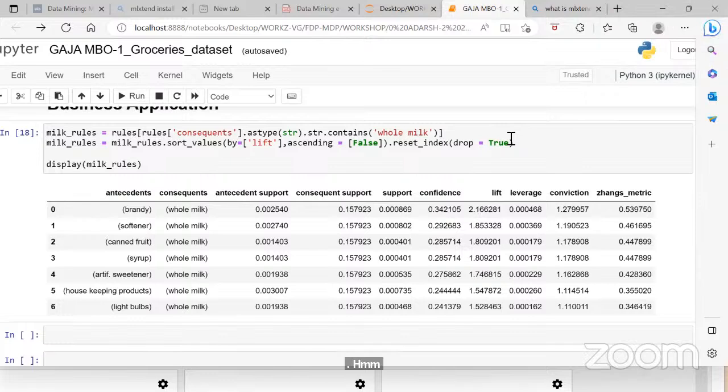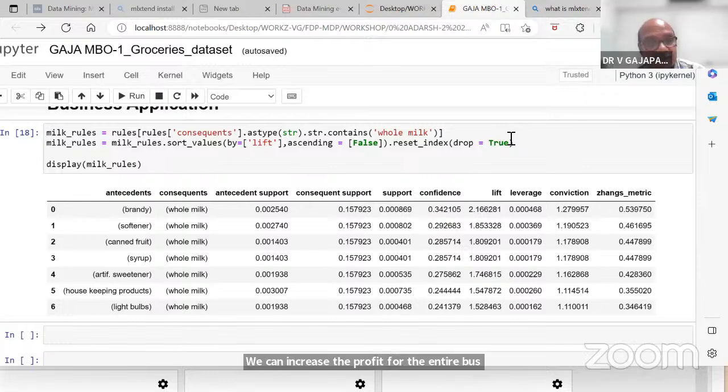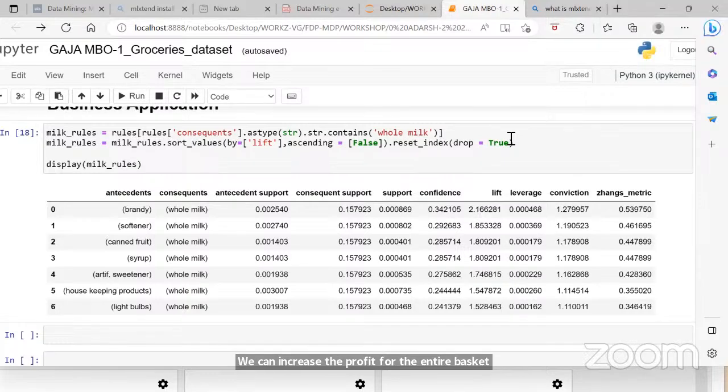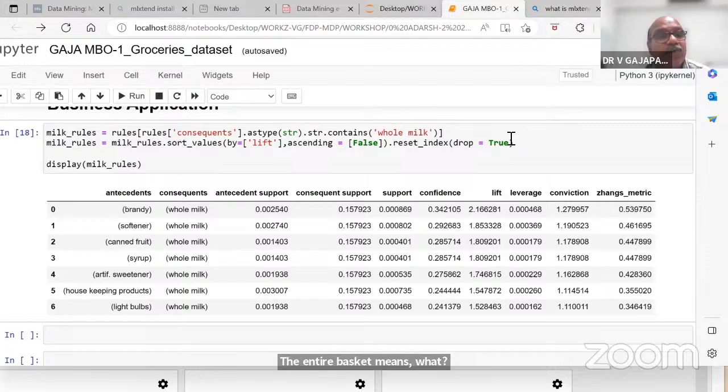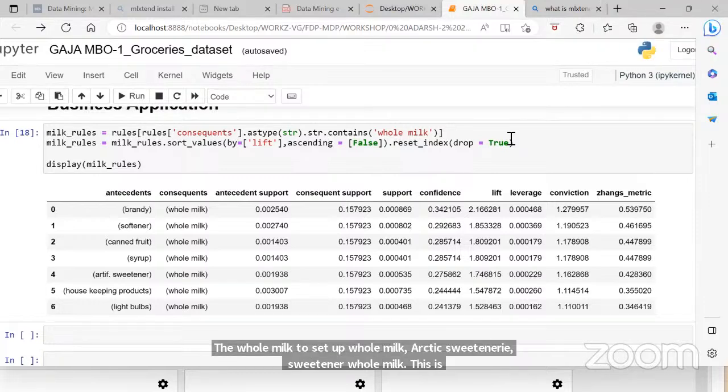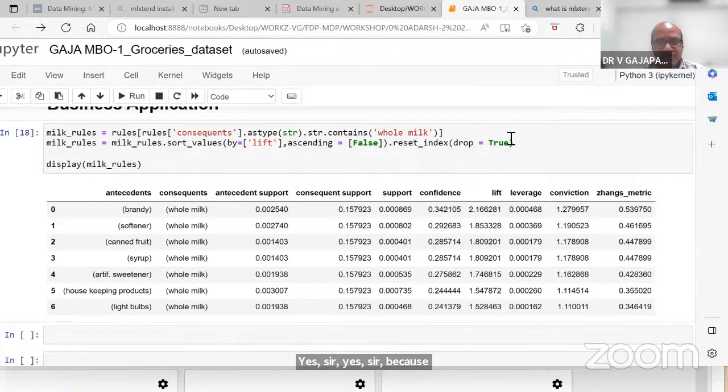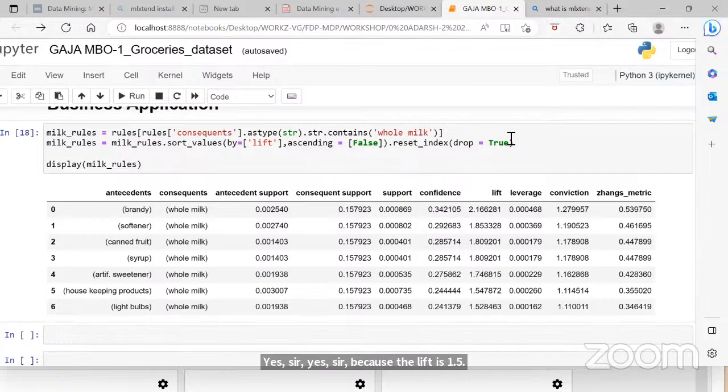For the entire basket. The entire basket means what? Like for example, if we can place these 1.8, 1.8 and second, third, and fourth. Okay, second, third, and fourth: your canned fruit, whole milk, syrup, whole milk, artificial sweetener, whole milk. This is the basket, sir. Three baskets, because the lift is 1.5, which is close to 2. Okay, very good. To close the second one, the first one, brandy and whole milk.